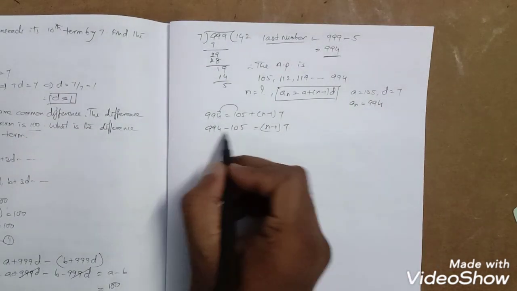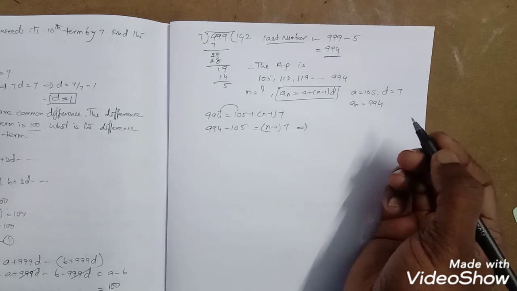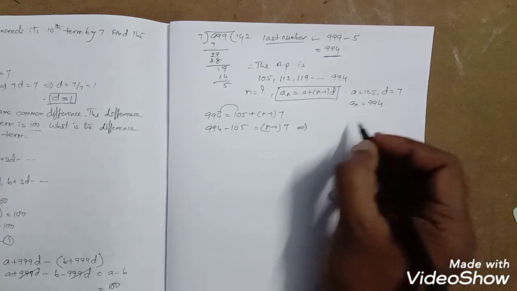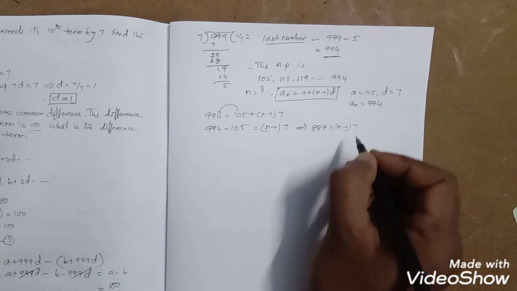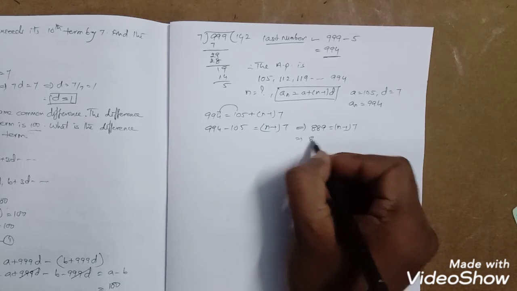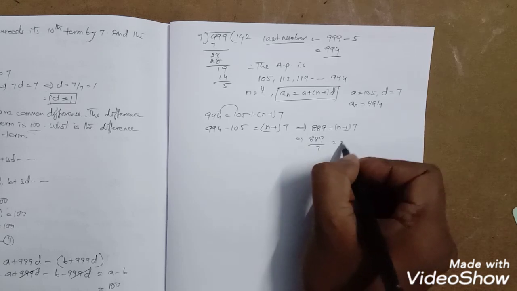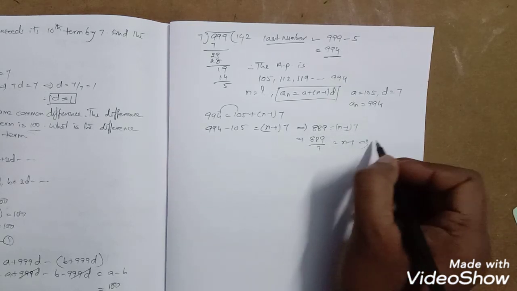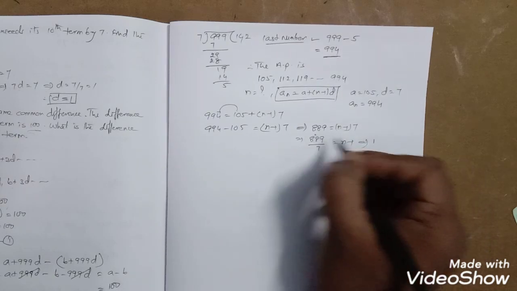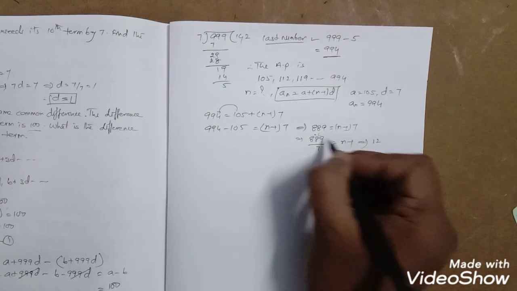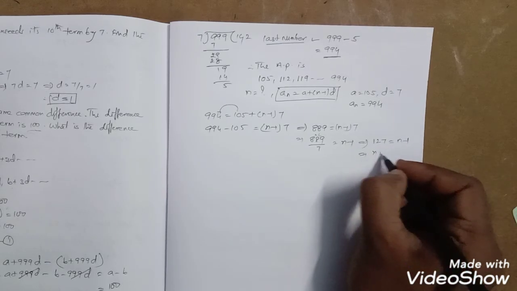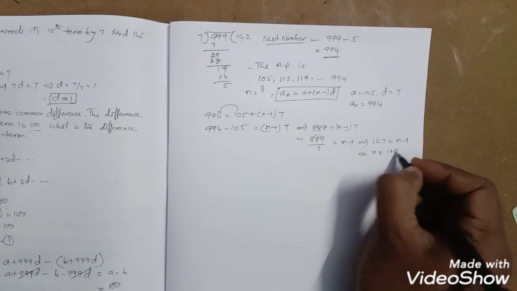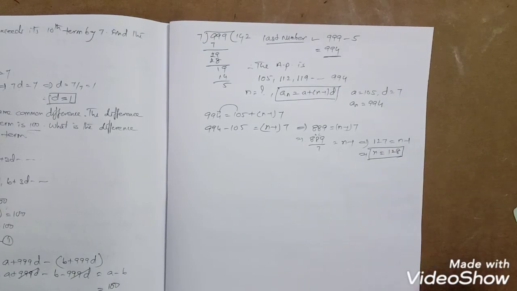Now if you subtract this one, you'll get 889 is equal to (n minus 1) into 7. Now divide this by 7. So 889 divided by 7 is equal to n minus 1. If I divide, 7 1s are 7, 1 balance, 7 2s are 14, 4 balance, 7 7s are 49, so n minus 1 is 127. So here n is equal to 128. So the number of terms which are divisible by 7 is 128.